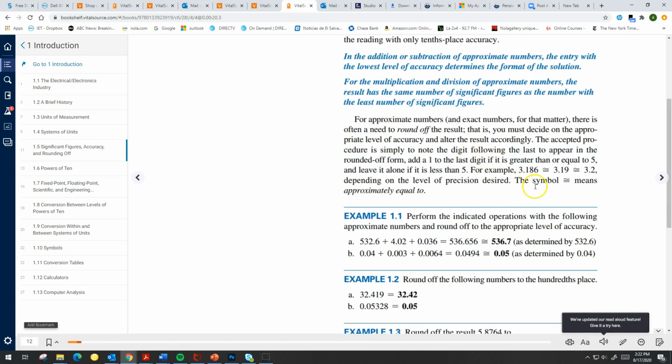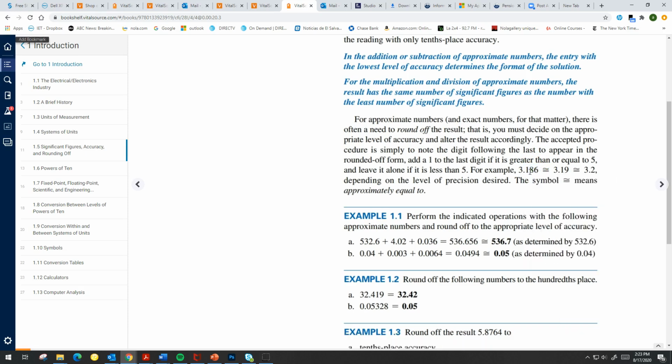And so, for example, if you have a number of 3.186, and you're rounding off to two significant figures, the 8, then you look at the number right after the 8. And since the number right after the 8 is greater than 5, you're going to add 1 to the 8, right? You make it into a 3.19. And if you look at 3.19 and you want to round off to one significant figure, then you look at the number right after the 1, which is 9, and that number is greater than 5, so you will then add 1 to the 1, and it becomes 3.2. So this is a good example of how the rule works, right?